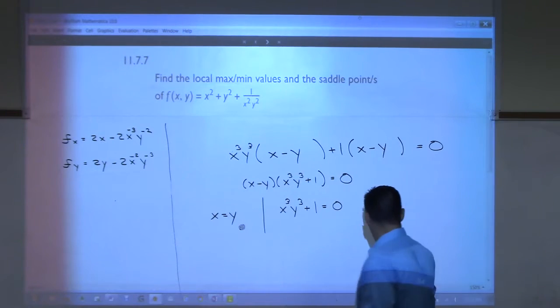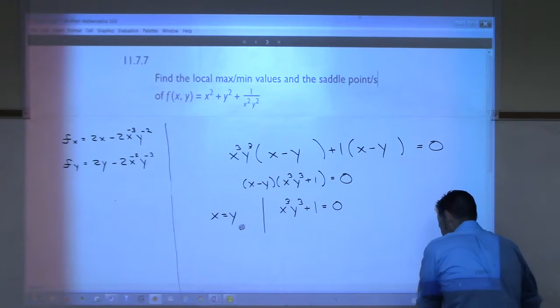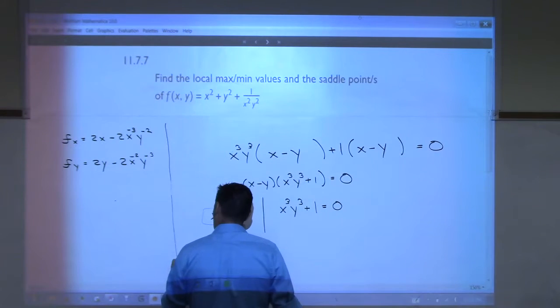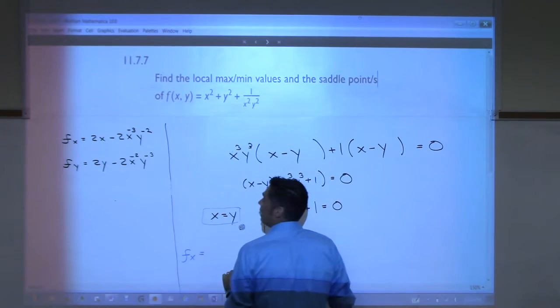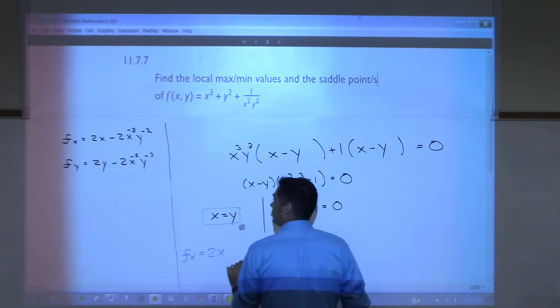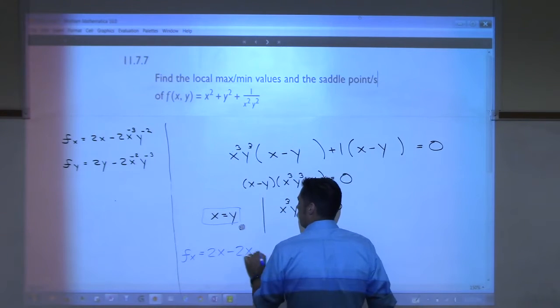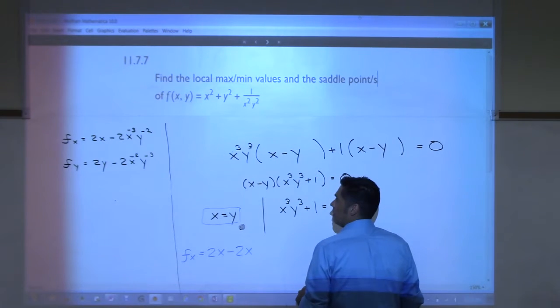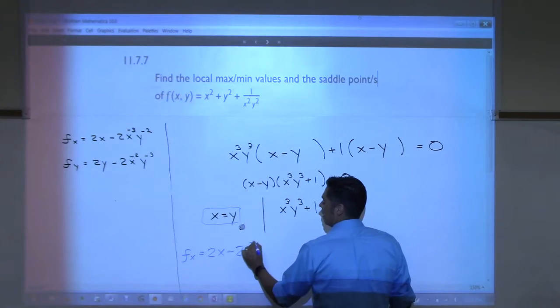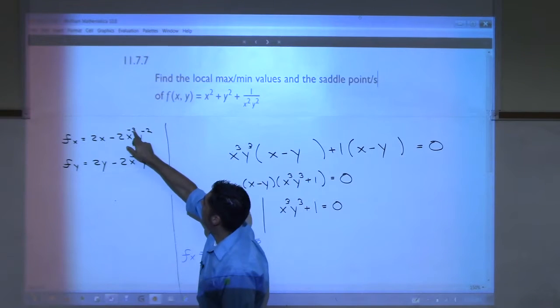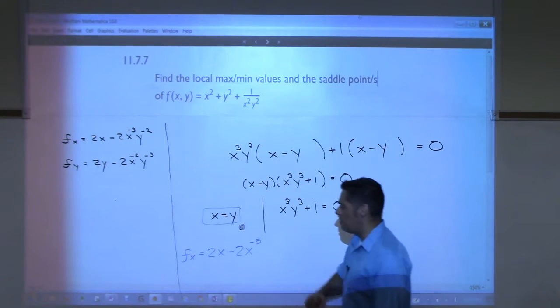So why don't we do this? I'll do it in different colors so you realize I'm actually using this substitution. I'm going to bring this back in here. Let me go back up to f_x, the partial of f with respect to x, and rewrite it. It'll be 2x minus 2x to the what? Negative... Yes, but I'm replacing the y with x. Oh, it's negative 5. Okay, so I'm replacing this y with x. So it's now x to negative 3, x to negative 2. That's x to negative 5. So I have that, right?